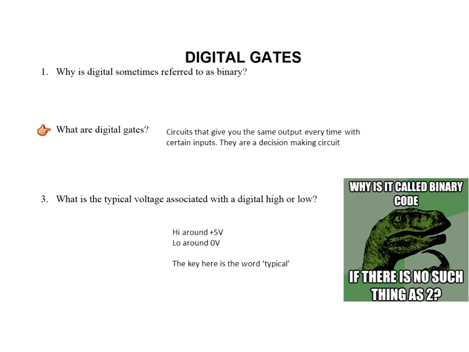What is the typical voltage associated with a high or a low? Well, a high we generally think of as being a microprocessor high around 5 volts and a low around 0 volts. And the key word here is typical, because if you've had serial communications, and if they taught you anything about serial communications, you know that serial communications actually use a negative for a 1 and a positive for a 0, which is kind of interesting.